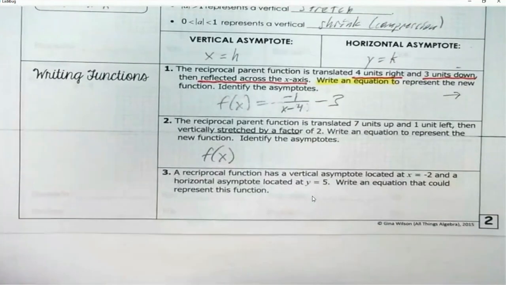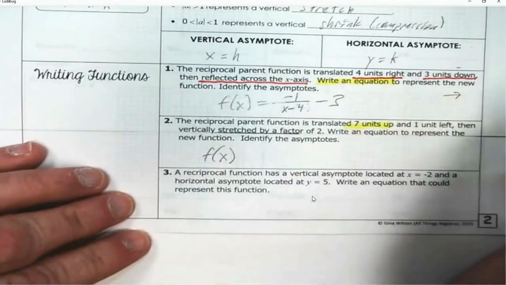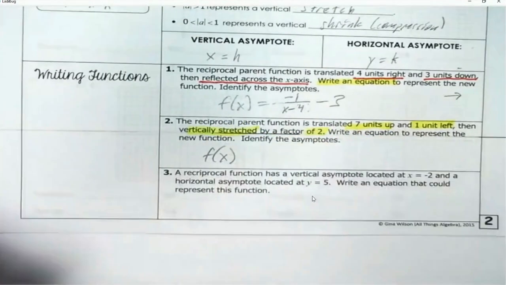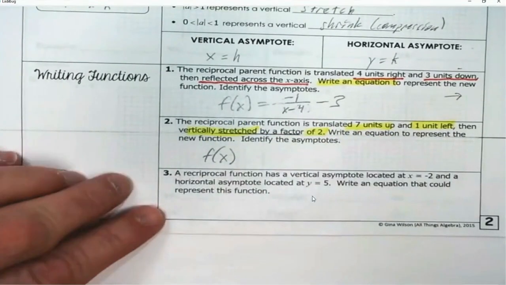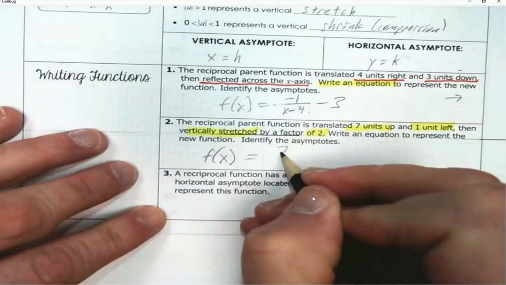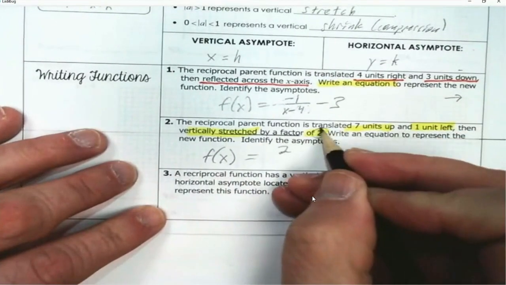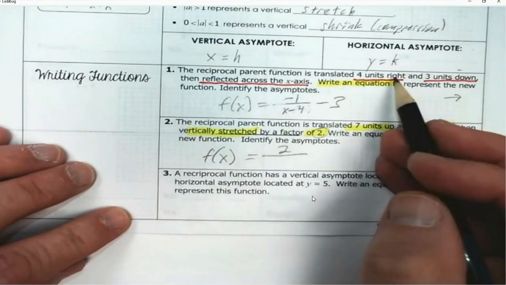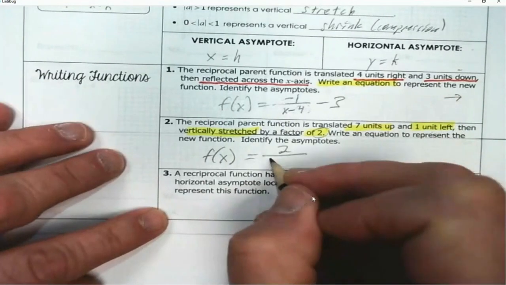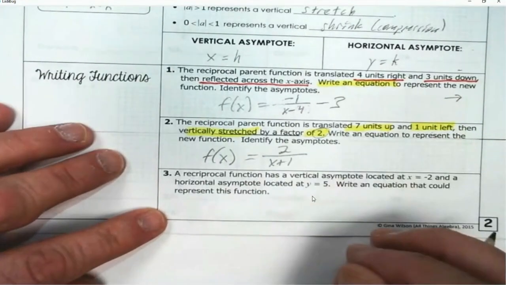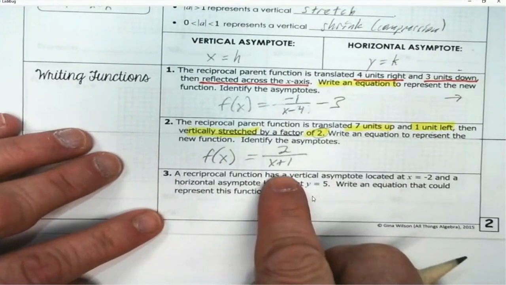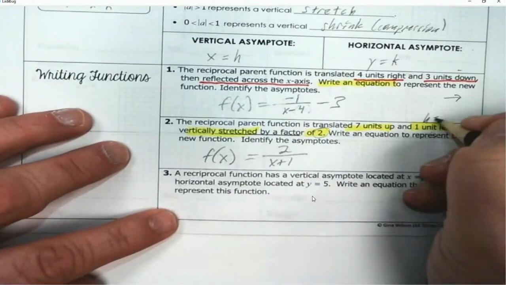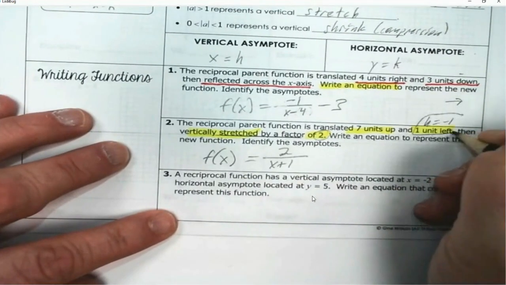Okay, this one goes up 7 units, 1 unit left, vertically stretched by a factor of 2. So it's going to be a 2 because of the vertical stretch. It goes left 1 unit. This one went right. If it goes left 1 unit, that'd be x plus 1. x plus 1, because that means that H is -1. H equals -1. That would shift it 1 unit to the left.